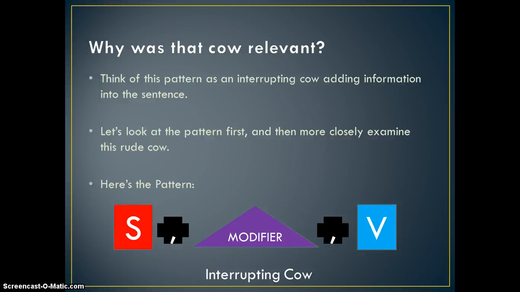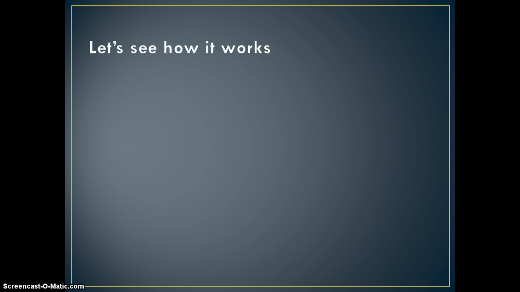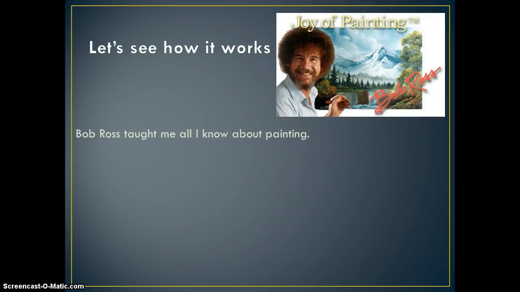We have a subject. We have a modifier separating the subject and verb, separated off by commas. That's the interrupting cow, that modifier. Let's look at an example. Bob Ross taught me all I know about painting. That's a simple sentence. We have a subject, verb, object, etc.